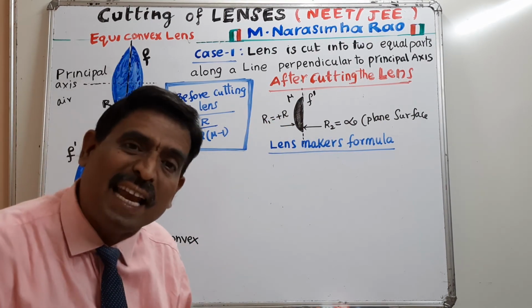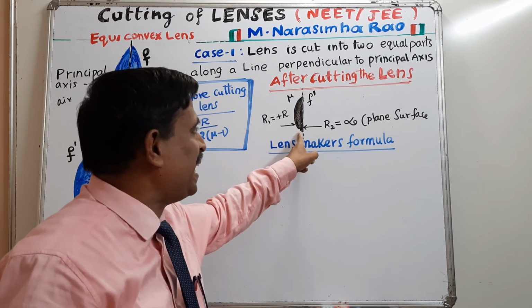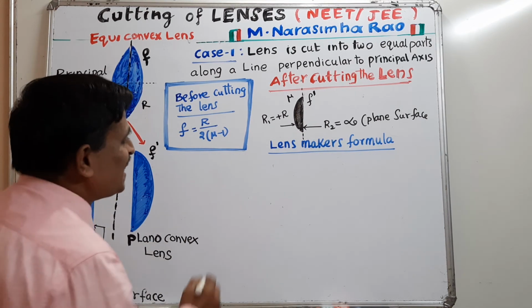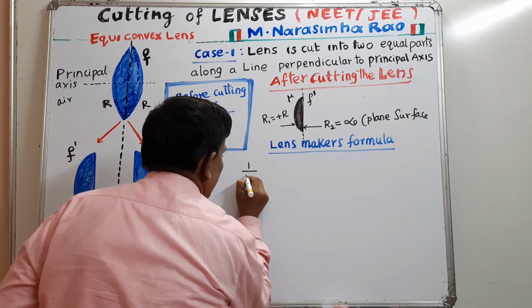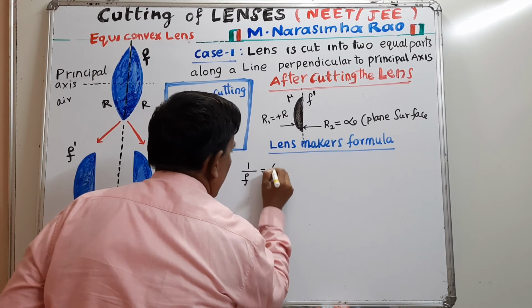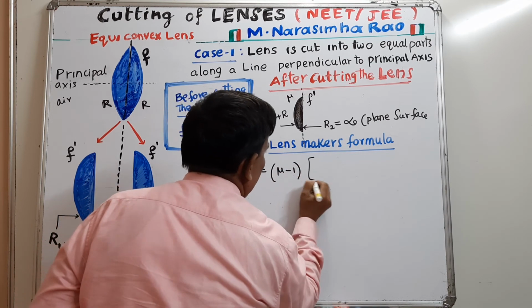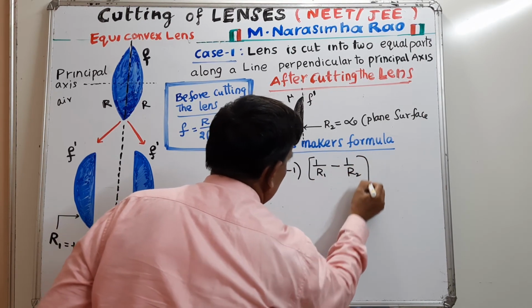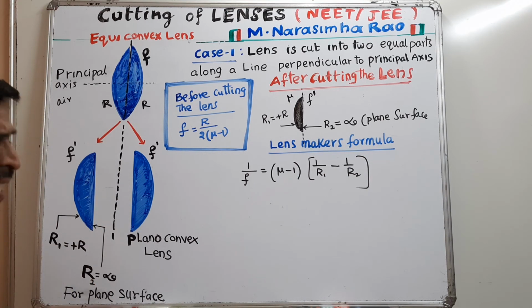Now I am applying the lens maker formula to find the focal length of this piece, which was taken from here. Now please listen. According to the lens maker formula, 1 by F is equal to mu minus 1 into 1 by R1 minus 1 by R2. Now the lens is kept in air. The surrounding medium is air.